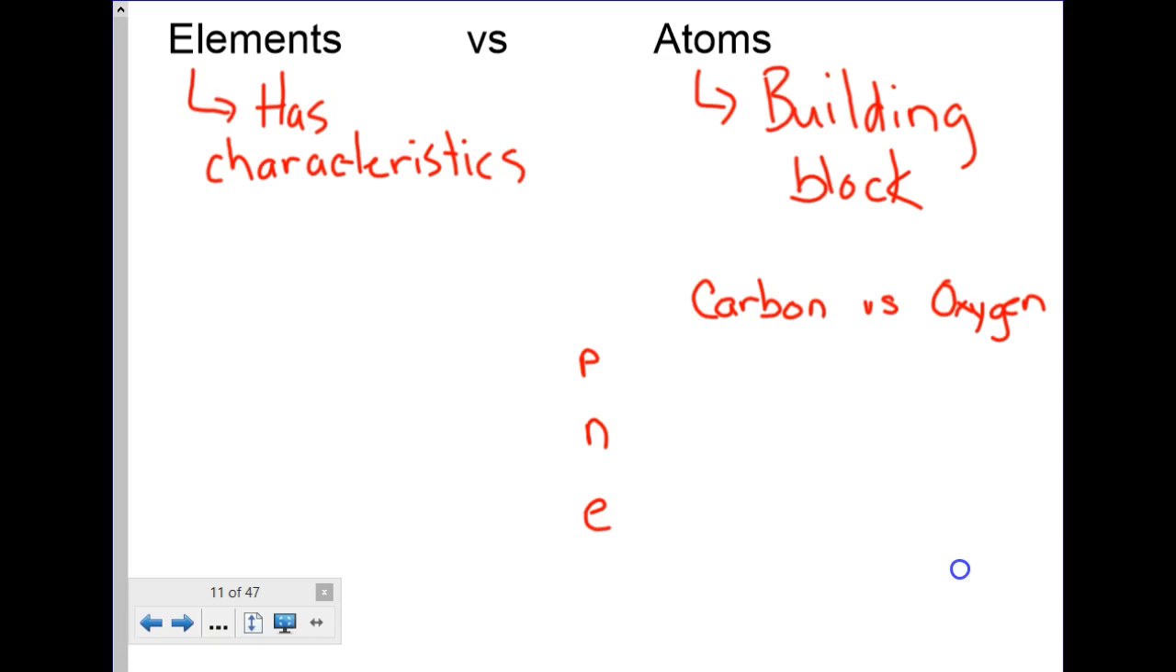Here is carbon right here. What number is it? 6. This is called its atomic number, and it also reports the number of protons. Carbon has 6 protons. How many protons does oxygen have? 8 protons. Now, by definition, an atom must always be neutral. If it has 8 positive charges, how many negative charges is it going to have? 8. If it has 6 positive charges, how many negative charges does it have to have? 6. Okay.